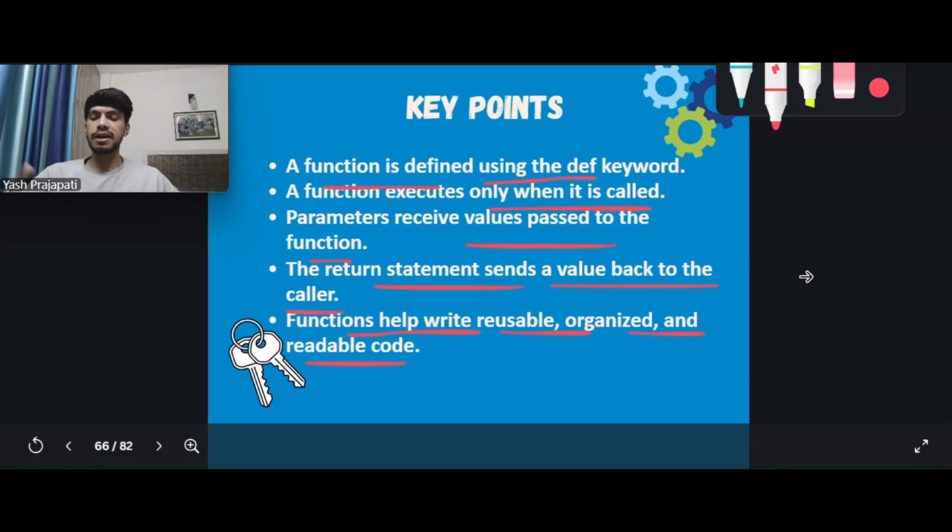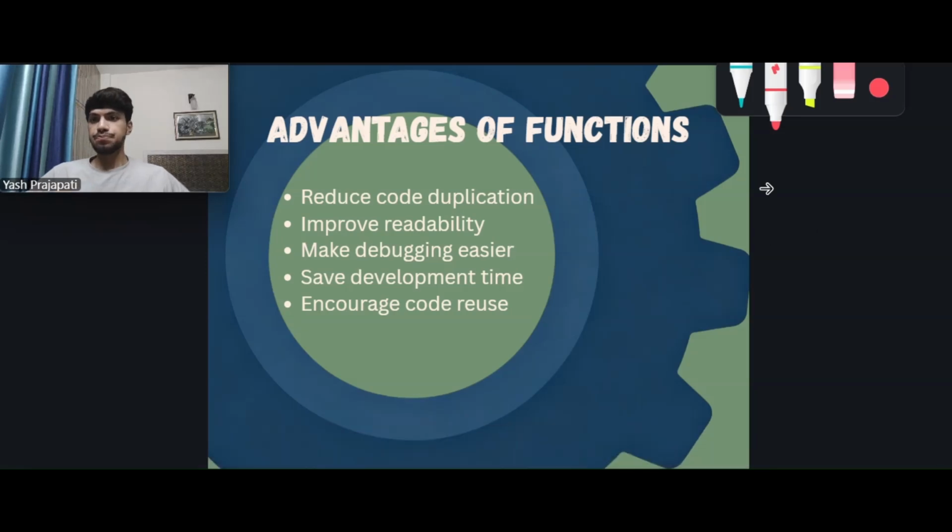So let's see the advantages of a function. It reduces code duplication, like we can use it multiple times. We do not have to write code multiple times. We can use it whenever we want, we can call it. It improves readability and makes debugging easy. If we want to debug code, it makes the code easier to debug. It saves development time and encourages code reuse. We can reuse the code whenever we want.